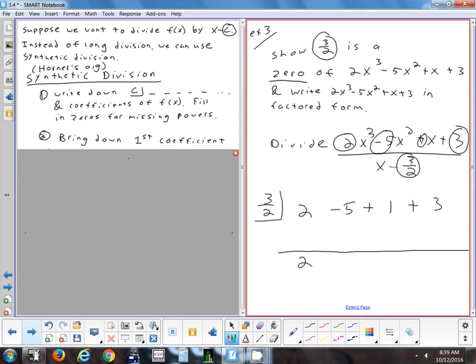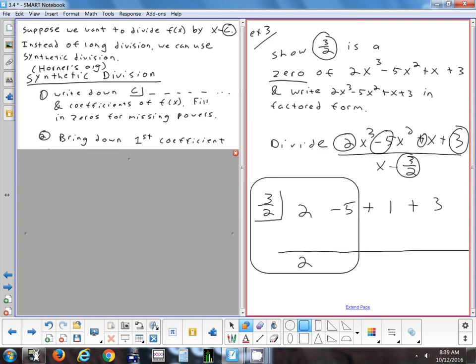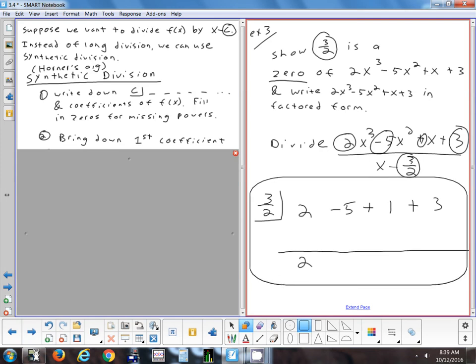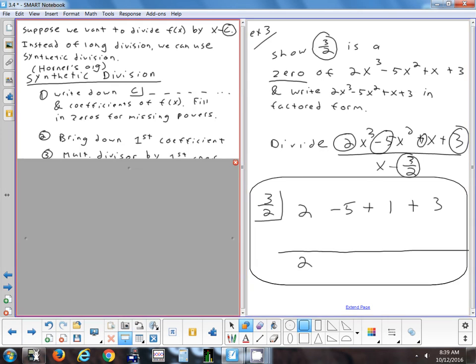Okay, what's nice about synthetic division is everything I do now is going to basically fit inside this box. It's not like a long division problem where it just keeps going down the page and further to the right. This pretty much is the space I'm going to need to do this problem. So that's one nice thing about synthetic division. It doesn't take up as much space.